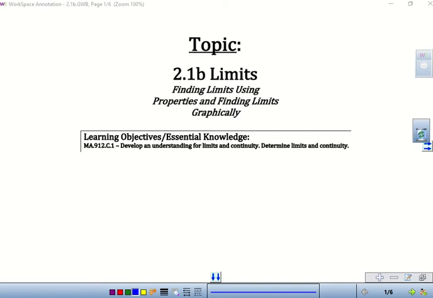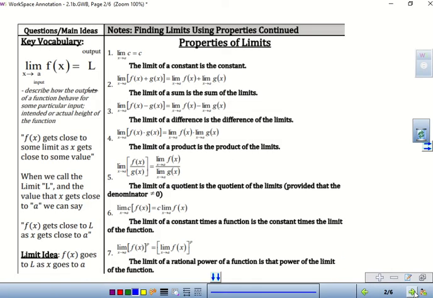Alright, so today we're going to be talking about finding limits using limit properties and finding limits graphically. We talked about the limit properties a little bit last lesson, but now we're going to talk about the rest of the limit properties. The ones we talked about were the constant, sum, and difference properties, but now we're going into product, quotient, and constant times a function, as well as rational power.